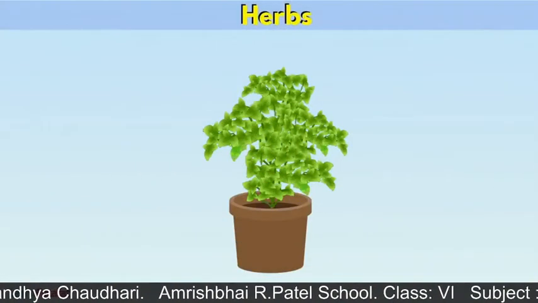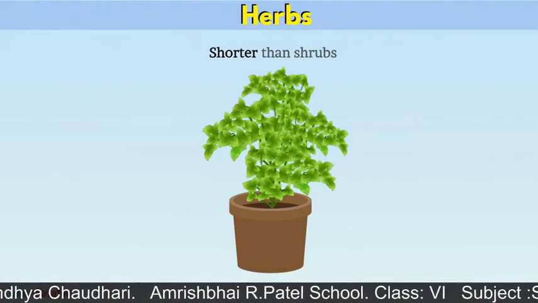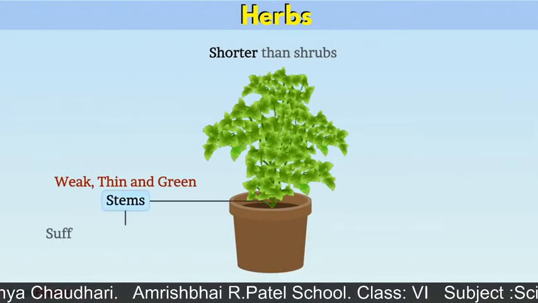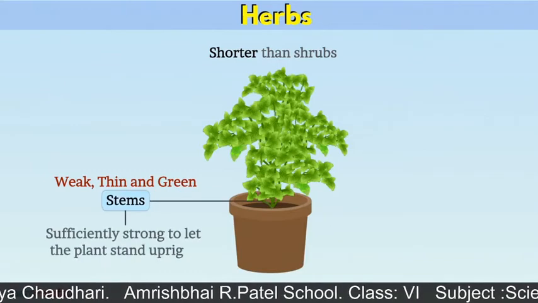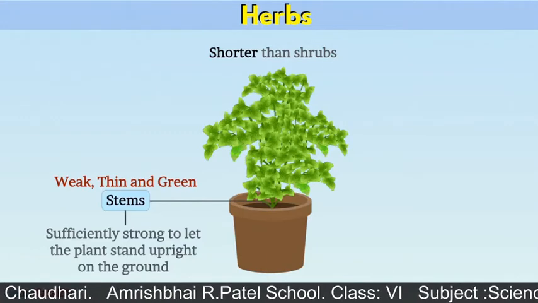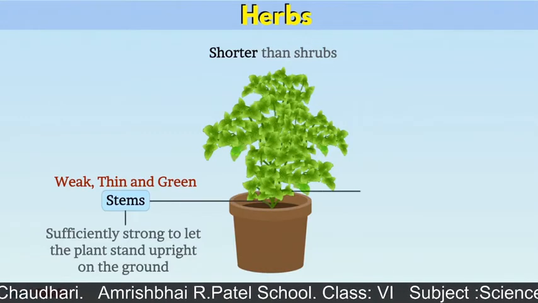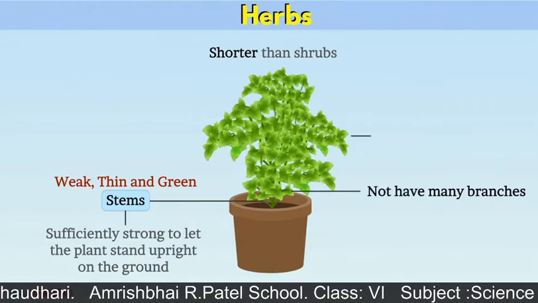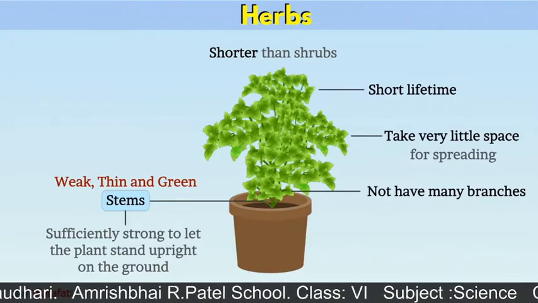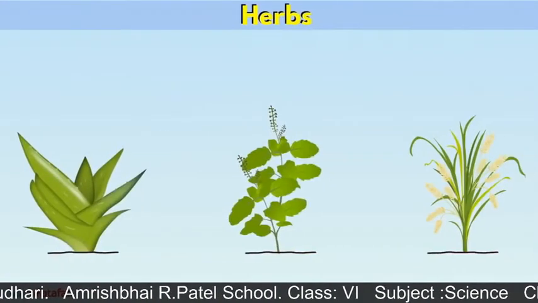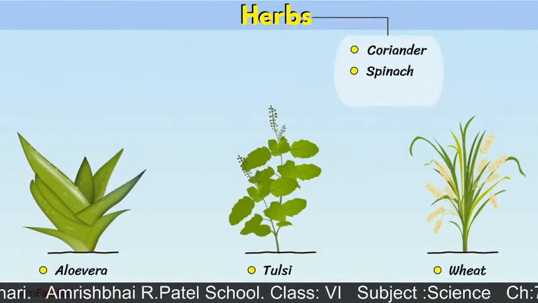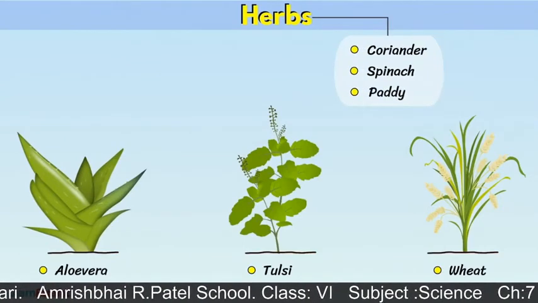Herbs. Some plants are even shorter than shrubs. They have weak, thin and green stems. It is sufficiently strong to let the plant stand upright on the ground. Such plants are called herbs. The stem of herbs does not have many branches. These plants take very little space and have a short lifetime. Examples: aloe vera, tulsi, wheat, coriander, spinach, paddy, etc.